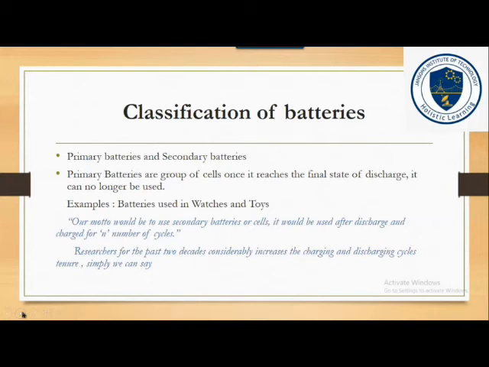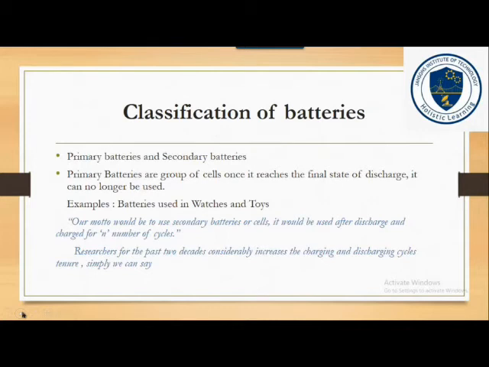Batteries are in general classified as primary and secondary batteries. Batteries are groups of cells, so we say interchangeably secondary and primary cells. Before knowing secondary batteries, what are primary batteries? They are non-rechargeable batteries used in applications such as wall clocks, wristwatches and playable toys. But our motto would be to use secondary batteries because they are rechargeable for n number of cycles.